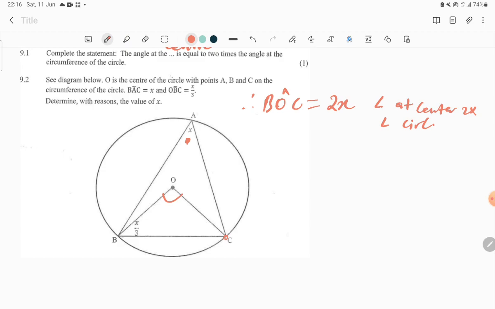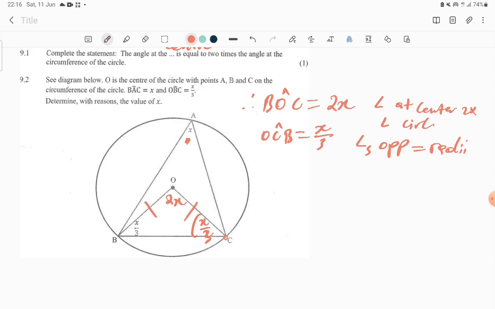So this is what we have for now. That makes us have 2x here. But you also know that this angle is x over 3, which means we have OCB is also equal to x over 3. Reason: these are the angles opposite equal radii, because this side is equal to that side. These are radii of the circle.